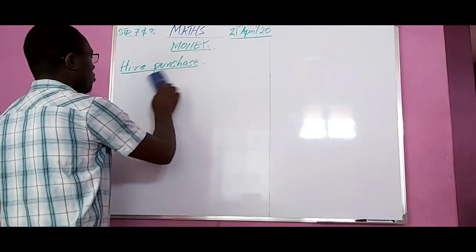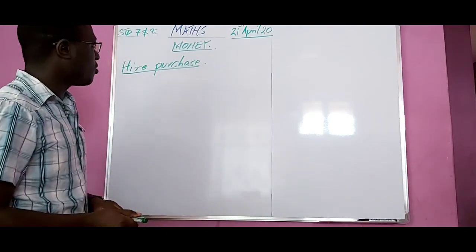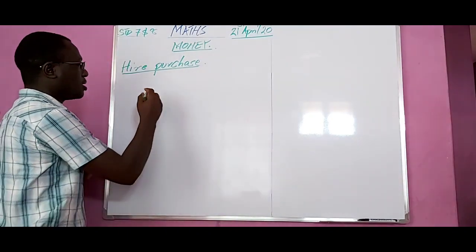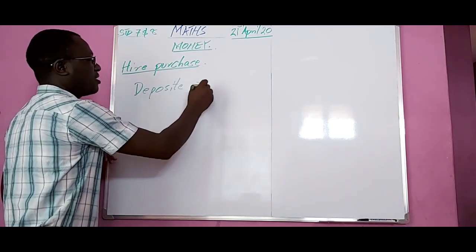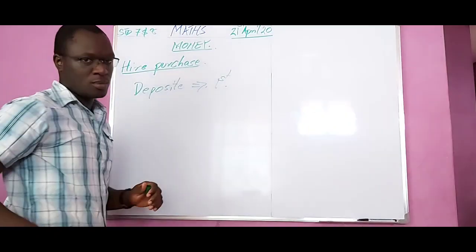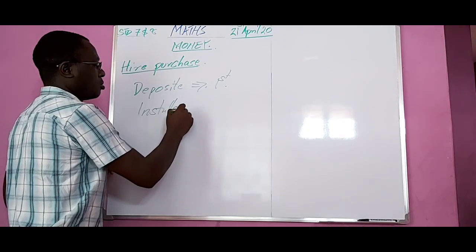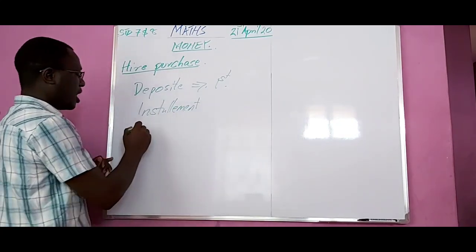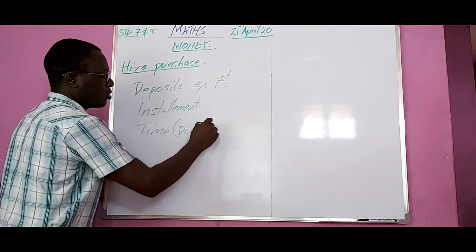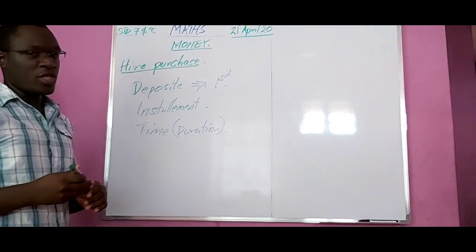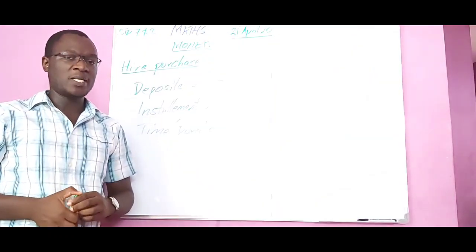So let's look at the hire purchase price. How do we solve questions related to hire purchase price? Number one, we have to know the following terms. One is deposit. This is the first amount of money that you pay. The second one is installment. Then we have time, or you can call it duration. Now with these three, you'll be in a position to sort out any question regarding hire purchase price.